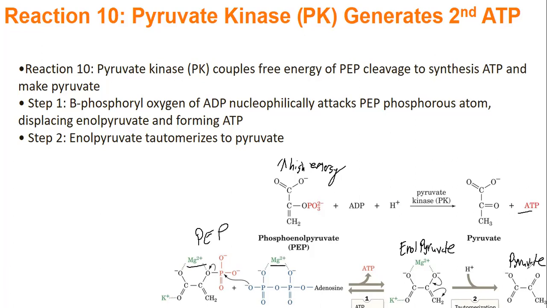So very simple mechanism. Take a phosphate from PEP, you make ATP. You have an intermediate state, enol pyruvate. We need to get rid of that C=C double bond, so we add an acid and we make pyruvate. And that is the end of glycolysis.